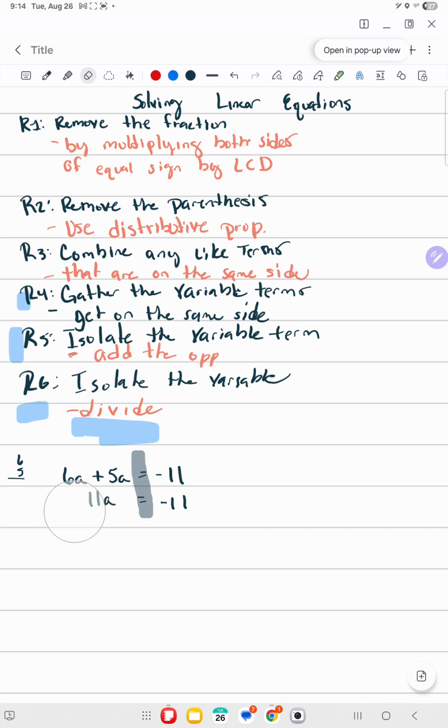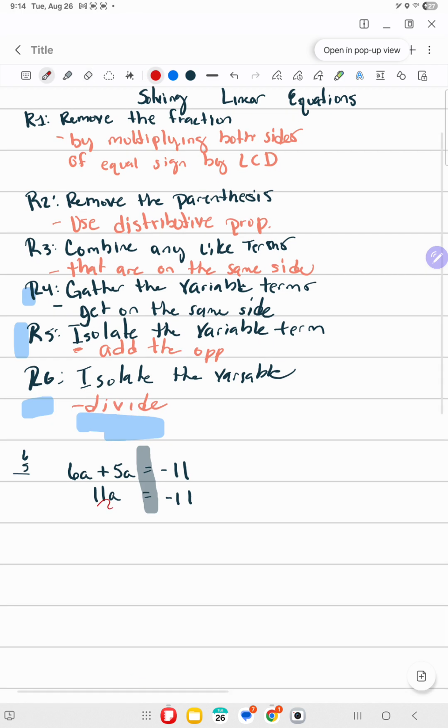So how do I get a by itself? I have to move that coefficient, which is 11. How do you remove a coefficient? By, what did it say? Divide. So I divide both sides by 11. This 11 over here, not the one with a, that's what I want to get rid of. And my final answer is a is equal to negative 11 divided by 11. You know it's negative 1. All right, let's do another one.